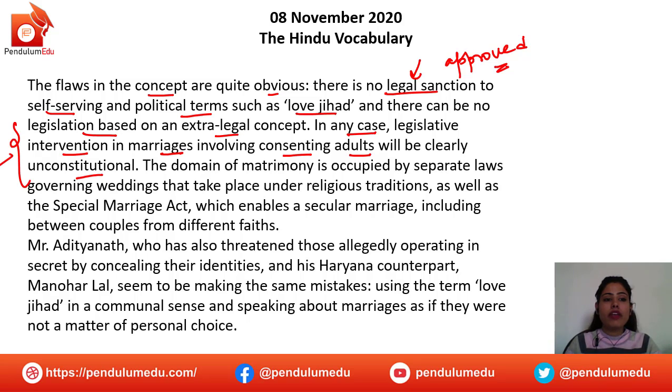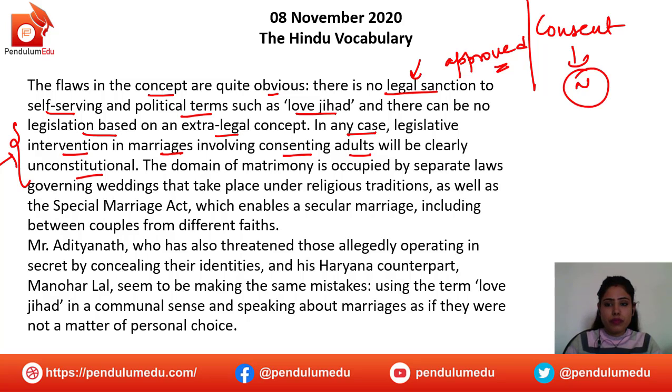So if there is intervention, if there is interference in marriages that are done with the consent of adults. Consent is a noun, but here it has been used as a verb. It says involving consenting adults. That means making agreement. Alright.